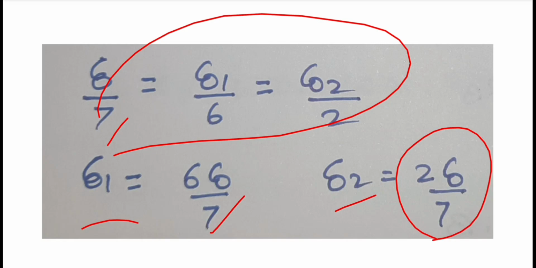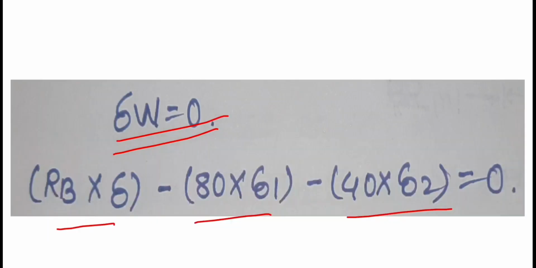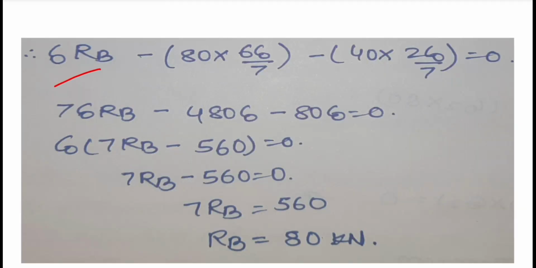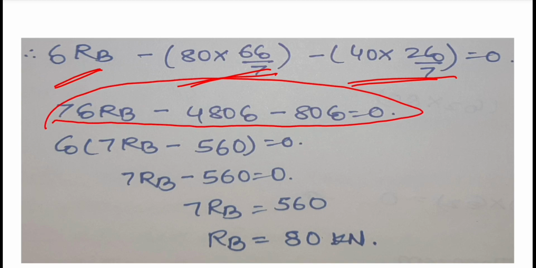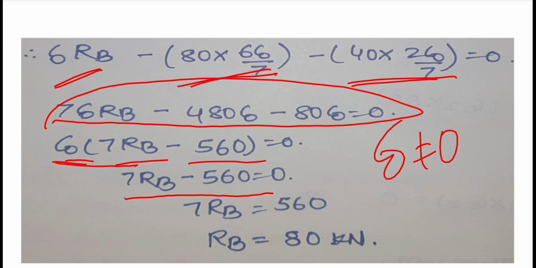Now we will put the values of delta 1 and delta 2 in this equation. So what do we get? We get delta RB minus 80 into 6 delta by 7 minus 40 into 2 delta by 7. We multiply each term by 7, then we get this equation, and here we take delta common. So 7 RB minus 560 equal to 0. But displacement, that is delta, cannot be equal to 0. So 7 RB minus 560 equal to 0, and we get RB equal to 80 kilonewton.